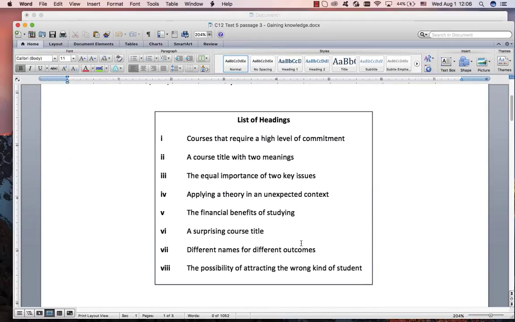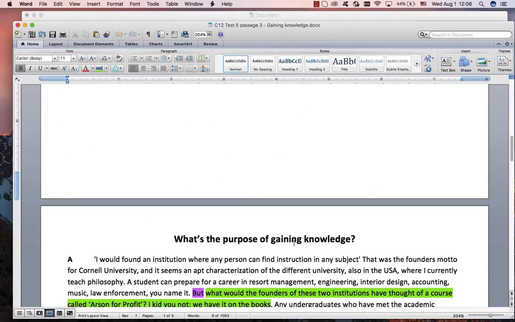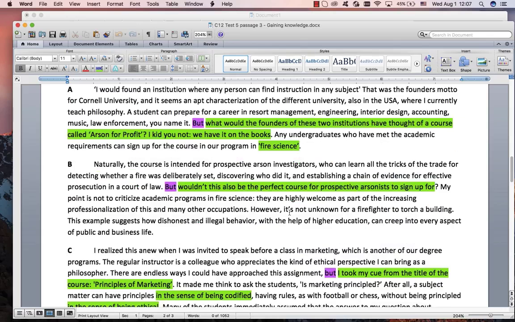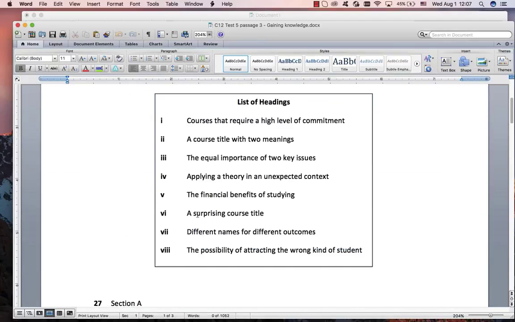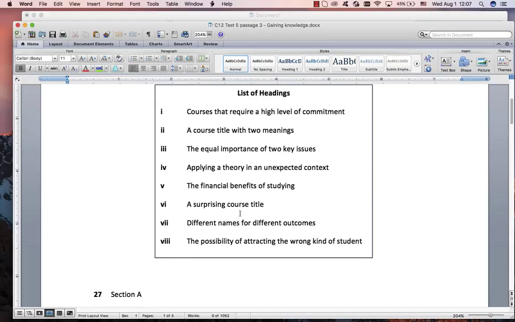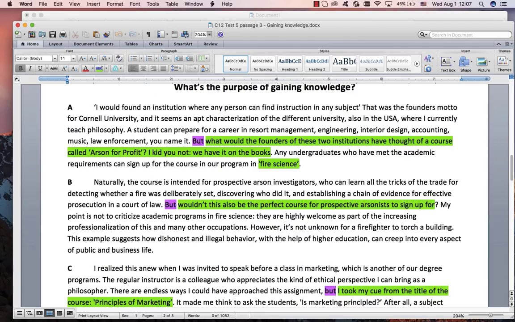So this one is "What's the purpose of gaining knowledge?" It was passage 3 in the first test, I think. And I've made the buts purple, and the green is where an answer came. So, for example, this sentence over here: "What would the founders of these have thought of a course called Arson for Profit? I kid you not, we have it on the books." That pointed you toward this heading over here, number 6, a surprising course title. He mentioned the title, and he said, "I kid you not," I'm not joking, to show that it's surprising. Introduced by the word but.